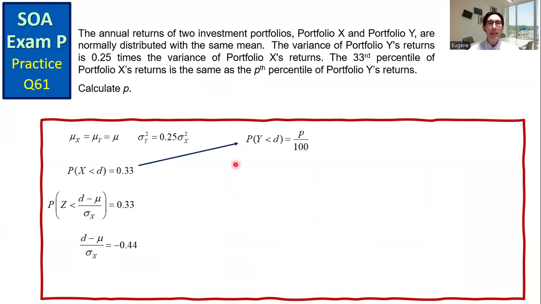And then the 33rd percentile of Portfolio X returns is the same as the pth percentile of Portfolio Y's returns. We have this expression. The probability of Y less than D equals P over 100. And we need to get the value of P. Convert into standard normal. We need to get the Z value. D minus mu over sigma Y corresponds to the pth percentile.